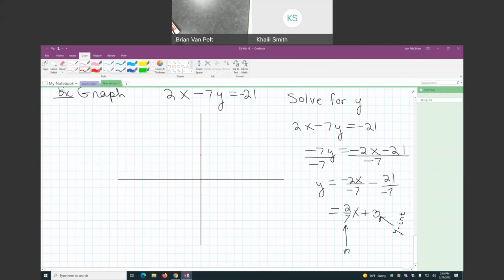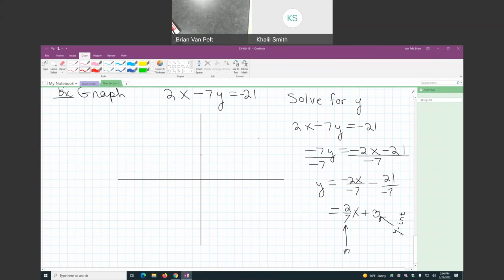Now that I have that point in place, how am I going to move now? Up 2, because slope is 2/7, so I'm going to go up 2 units. And then I'm going to go to the right 7 units. 1, 2, 3, 4, 5, 6, 7. Now I may run out of room, but I'm going to try it again. 1, 2, 1, 2, 3, 4, 5, 6. It's over here in my drawing.